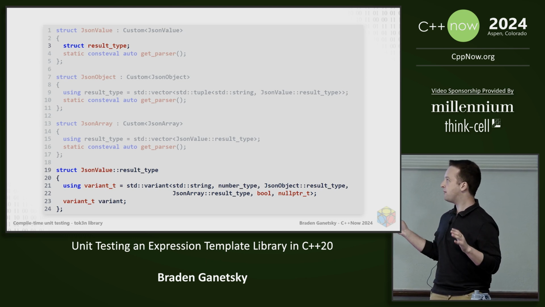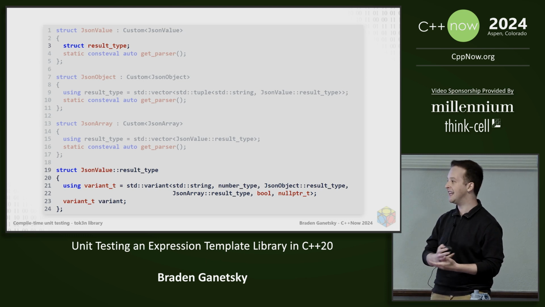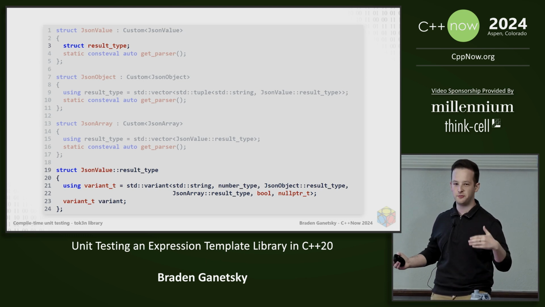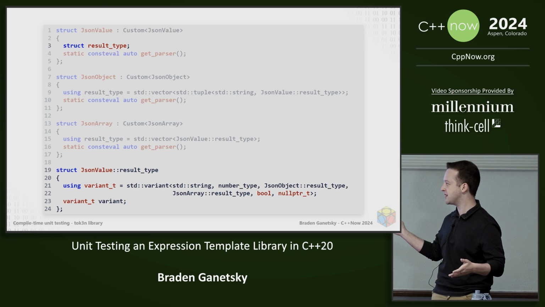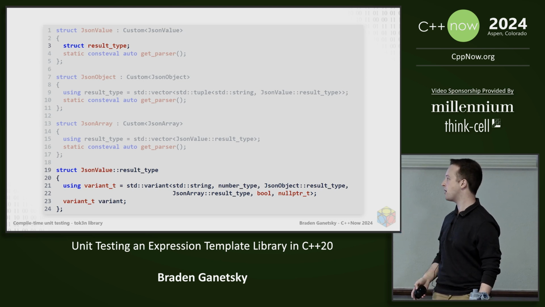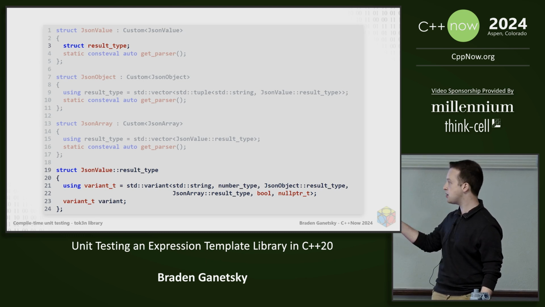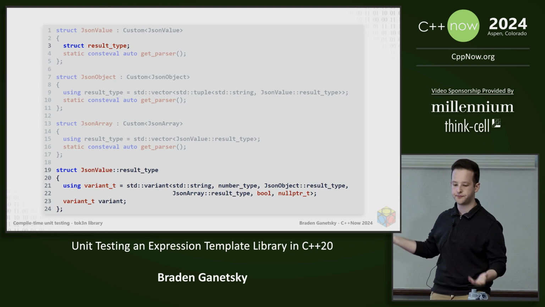As far as I'm aware, if I just made the result type itself a variant, that wouldn't work because it would be an infinitely long, self-recursive type, which I don't think is possible. So I need to wrap it inside of this result type struct. But this all works. It's all the possibilities that can go in a JSON value. It's a string, or a number, or an object, or an array, or a bool, or a null.